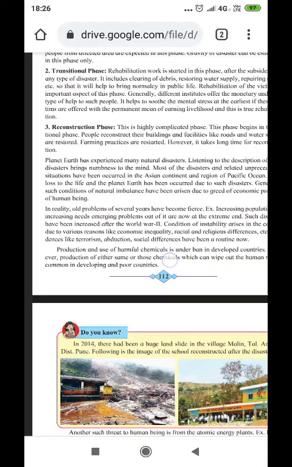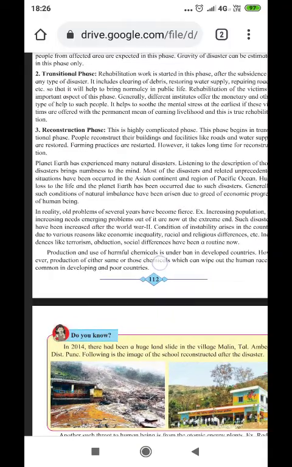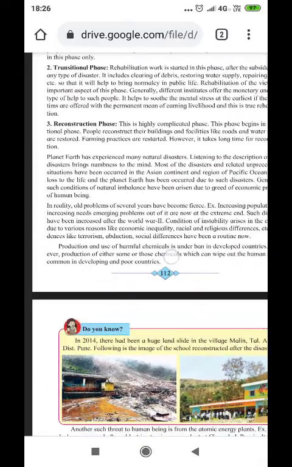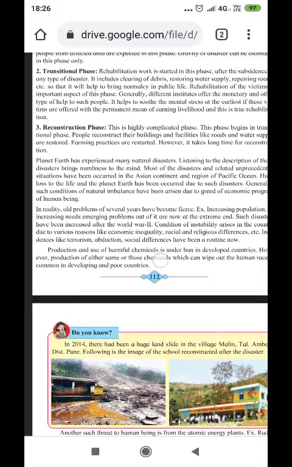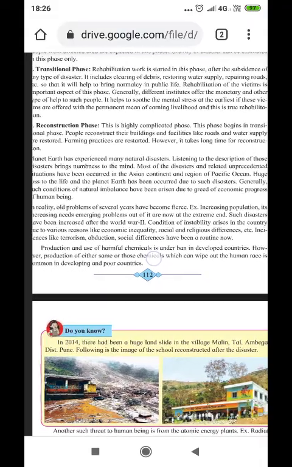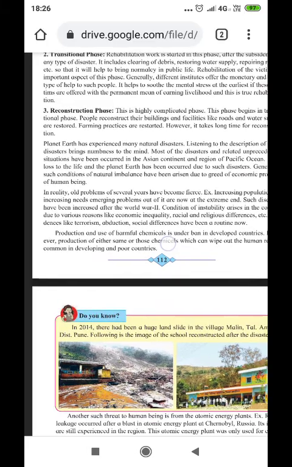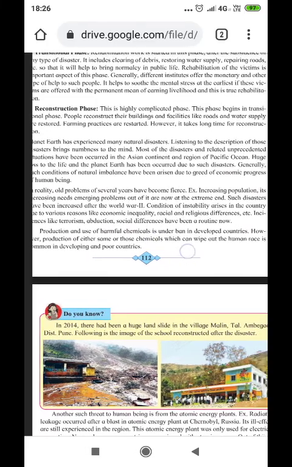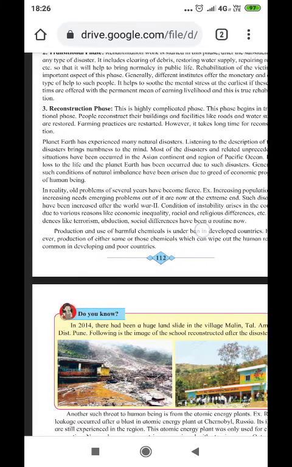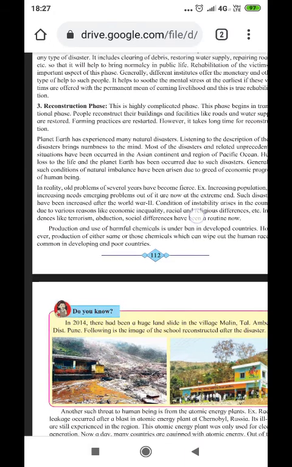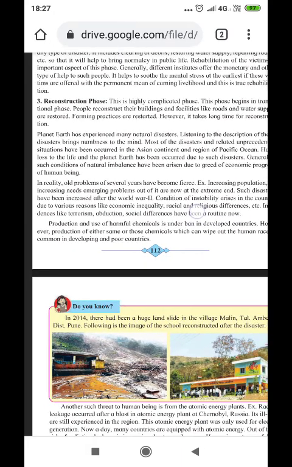Rehabilitation of the victim is an important aspect of this phase. Generally, different institutes offer monetary and other types of help to such people. It helps to soothe the mental stress at the earliest. Victims are offered a permanent means of earning a livelihood, and this is true rehabilitation. Now, it can be individual rehabilitation, it can be regional rehabilitation also.